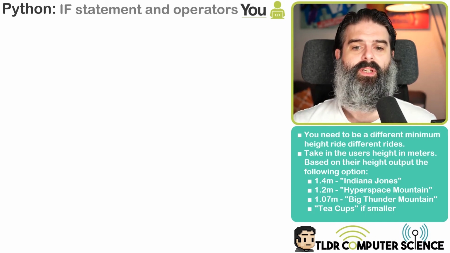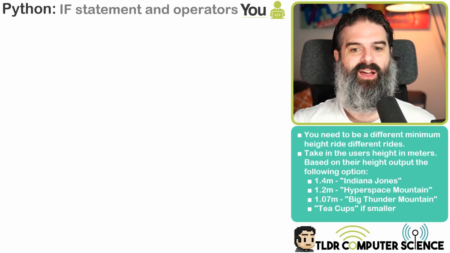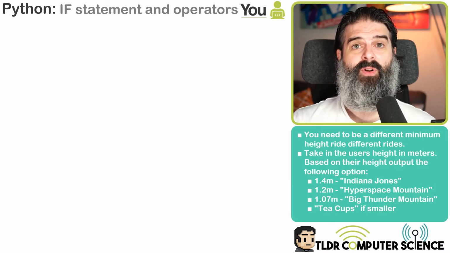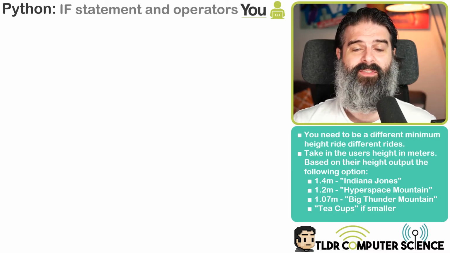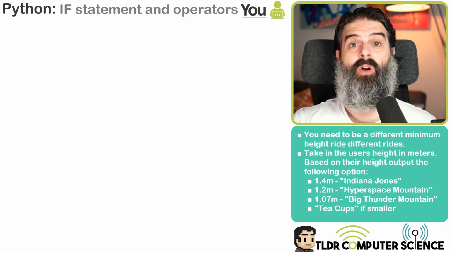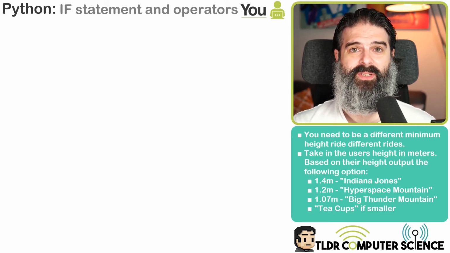Okay. If they're 1.4 meters or higher, so if you're 1.4 meters, you can ride and you should then say you can ride the Indiana Jones ride. If you're 1.2 meters or higher, you can ride the Hyperspace Mountain ride. And if you're 1.07 meters or higher, you can ride Big Thunder Mountain. And if you are smaller than that, then you can ride the Teacups. Best of luck. Pause me now.